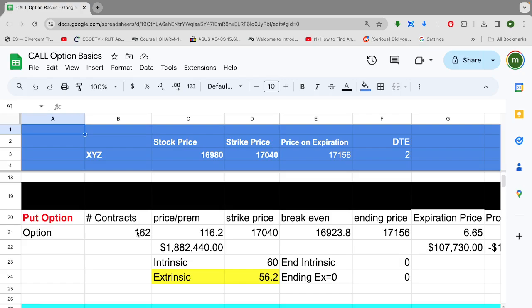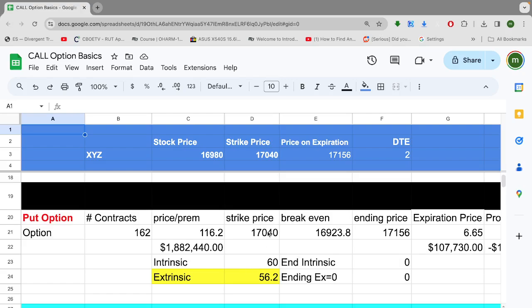This was on the NDX, and these options were super expensive. It cost $116 to buy this option. The strike price was $17.40. All right, so the break even is $17.40 less $116, which is $16,923. The difference is because of that extrinsic premium, that's why this option's so expensive, because there's a ton of extrinsic premium in it. Anyway, so it's a great deal to sell these, but not a great deal to buy these.